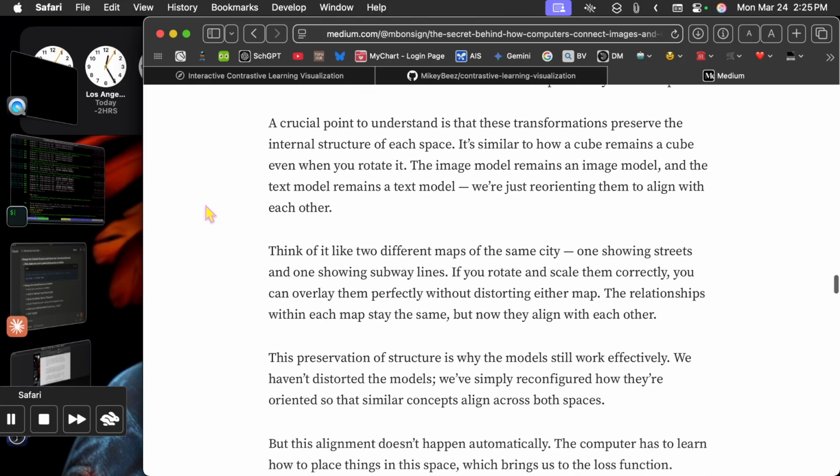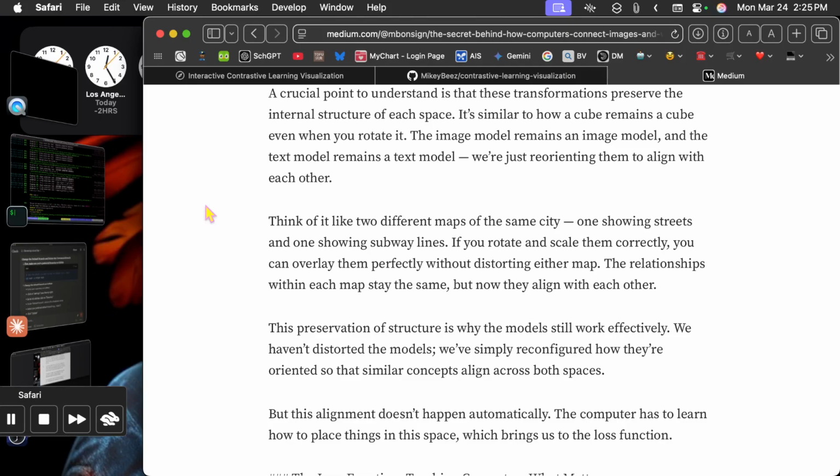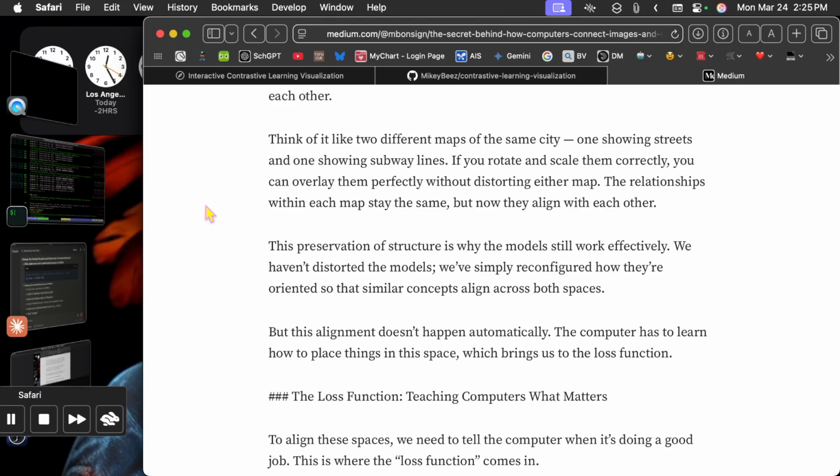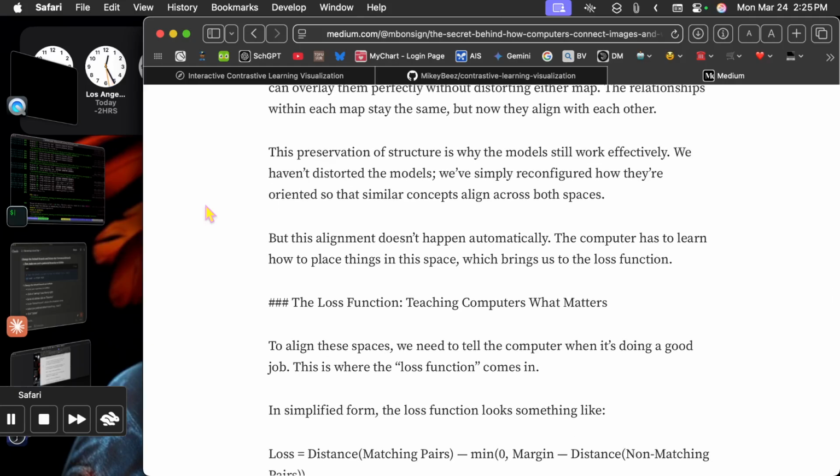Think of it like two different maps of the same city, one showing streets and one showing subway lines. If you rotate and scale them correctly, you can overlay them perfectly without distorting either map. The relationships within each map stay the same, but now they align with each other. This preservation of structure is why the models still work effectively. We haven't distorted the models, we've simply reconfigured how they are oriented so that similar concepts align across both spaces.